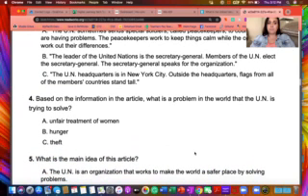Number 4, based on the information in the article, what is a problem in the world that the UN is trying to solve? A. Unfair treatment of women. B. Hunger. Or C. Theft. Again, the question is, based on the information in the article, what is a problem in the world that the UN is trying to solve?